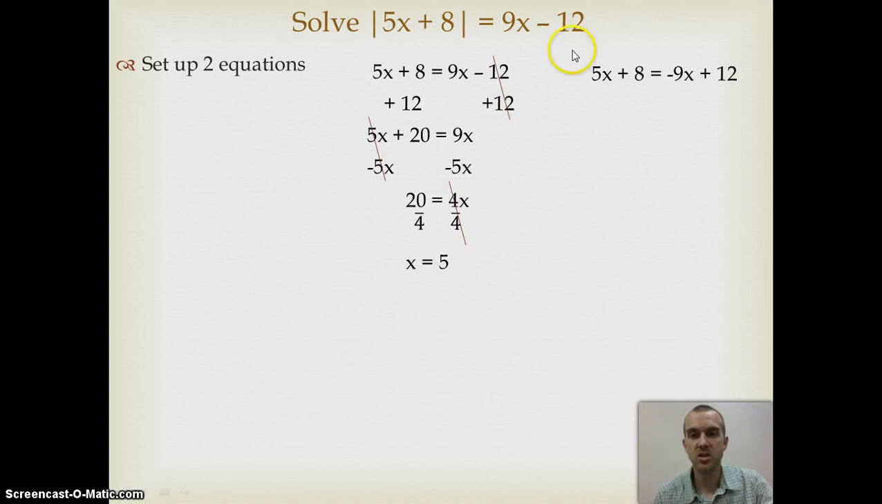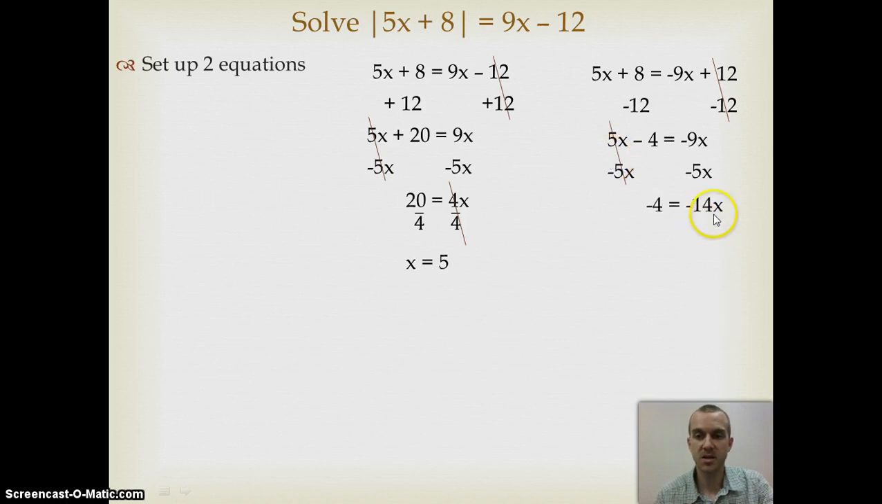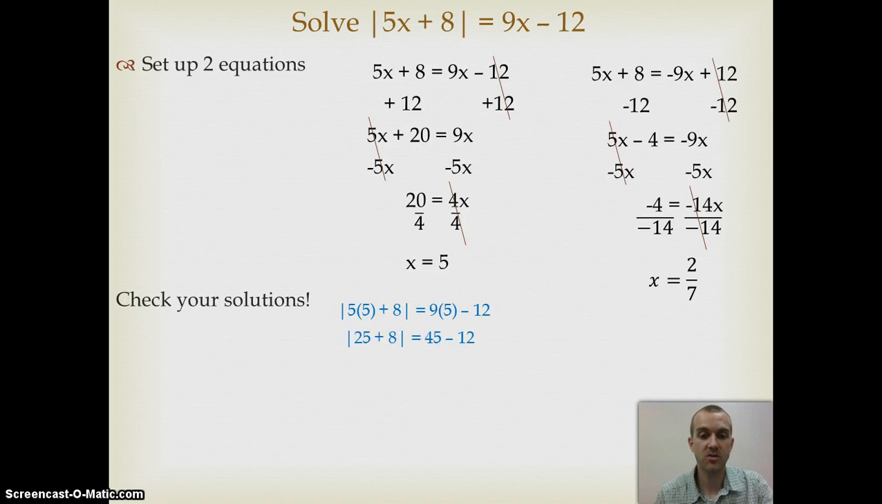Now over here, just to show the exact same steps, I subtract by 12. I'm going to subtract the 5x, and then I'm going to divide by negative 14, so x becomes positive 2/7. Now let's check both of these solutions. When I plug in 5, I end up with 25 plus 8 and 45 minus 12. I end up with the absolute value of 33 equals 33, and then absolute value of 33 is positive 33. So positive 33 equals positive 33.